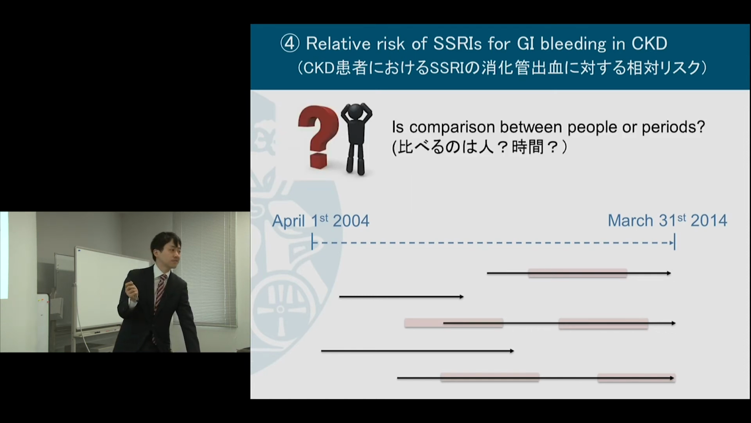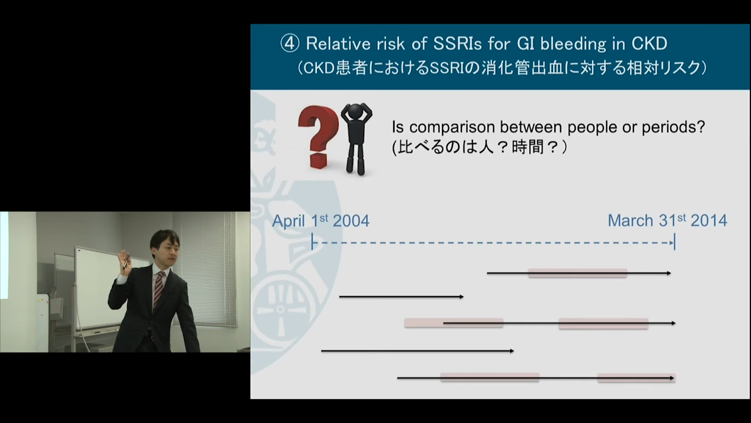But then I had difficulty again. So I wondered what the comparison is. Comparison between people or comparison between periods. So if I chose people, I will compare these three people who are prescribed antidepressants anytime, even for a short period, and the rest of the people, I mean two.